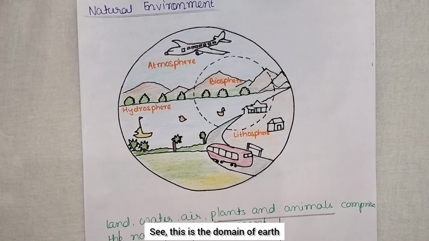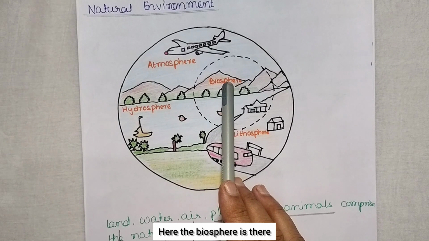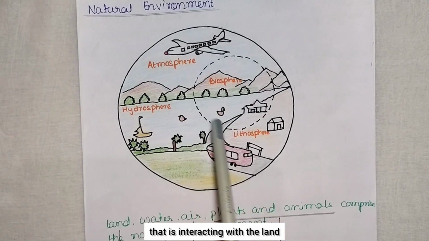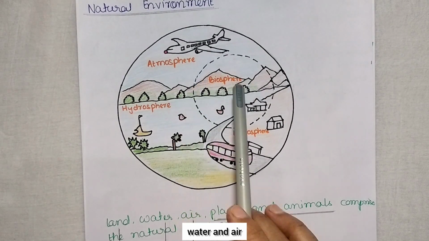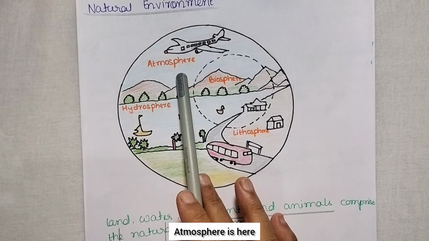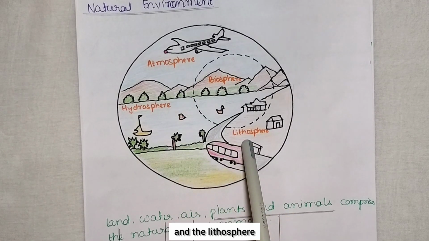See, this is the domain of earth. Here the biosphere is there, that is interacting with the land, water and air. Okay, the atmosphere is here, and then the hydrosphere and the lithosphere.